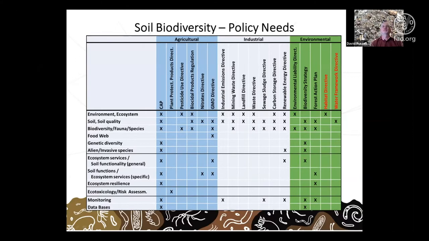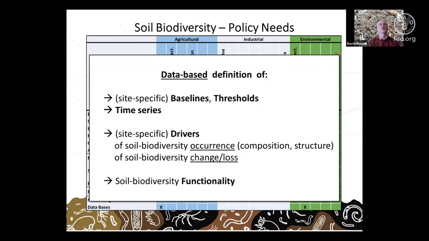we don't really need to talk about the needs for policy in detail, since we all know this, but just as a brief example, here are some of the European directives that call for protecting, monitoring and improving soil quality, soil biodiversity, including the ecosystem services that they provide. Many of these directives call for monitoring, and a few of them also explicitly state the need for databases. Now, talking to many policy members, they almost all say we need, for the local level but at broad scales, information on the baselines and thresholds of soil biodiversity, especially information about the drivers of their occurrence, as well as their changes and losses. Now, all of these have to be derived from scientific data.